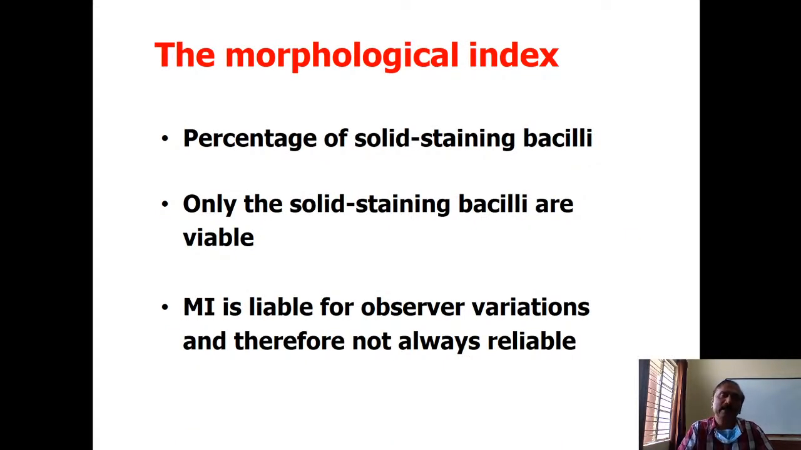Morphological index is a little different. You count the percentage of solid staining bacilli. Why are we looking at the solid staining bacilli? Because only the solid staining bacilli are the ones which are viable. Some have outlived their life and they're the dead bacilli, or the waning bacilli. We do not really want to count them. So only the solid staining bacilli are counted.